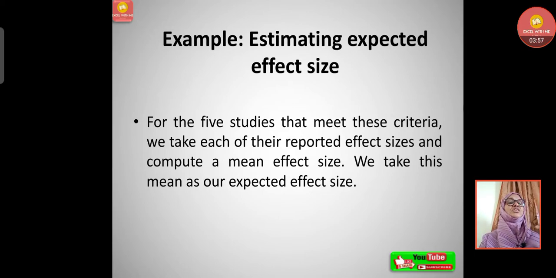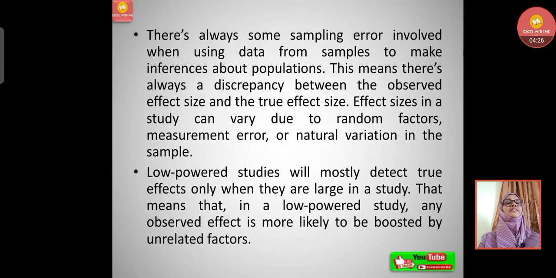Then for the 5 studies that meet these criteria, we take each of their reported effect sizes and compute a mean effect size. That means, for example, we have narrowed down to 5 studies. We take the reported effect size from each and compute the mean effect size. We take this mean as our expected effect size.